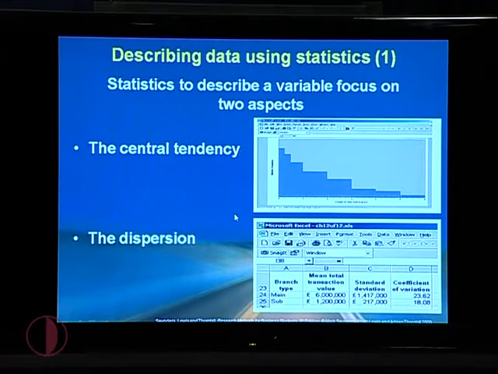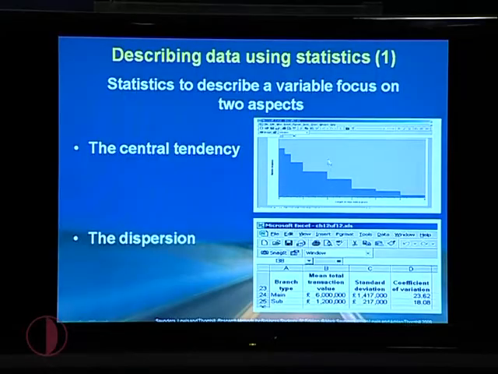In order to process your data, you need to be aware of two items: the central tendency, where most cases are centered in which area, and the dispersion, when we are talking about standard deviation, and you need to know how much it deviates from the mean. What's the coefficient of variance?